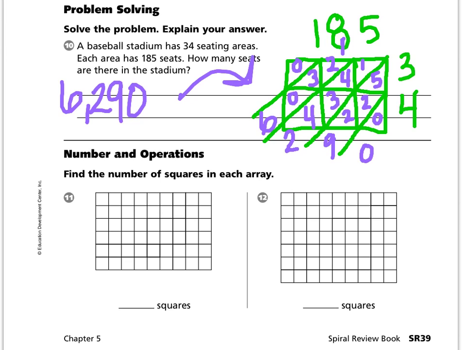Now if you don't like doing lattice multiplication, you can do the multiplication the way that you feel comfortable with. But remember, there is only one right answer for this one. 6,290 seats. Let's look at number 11 and 12.